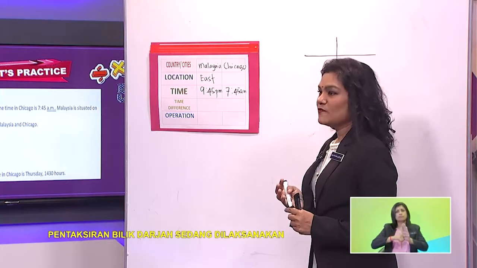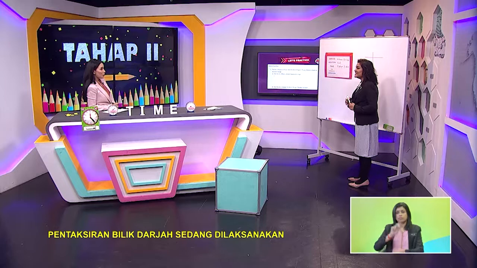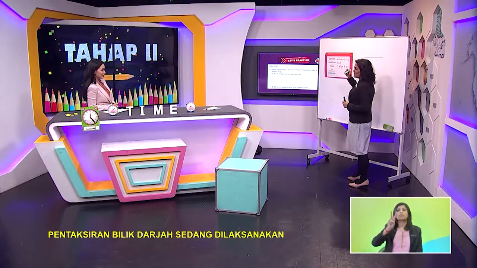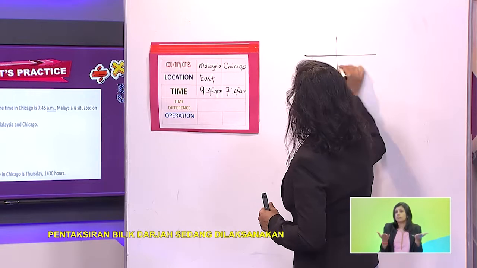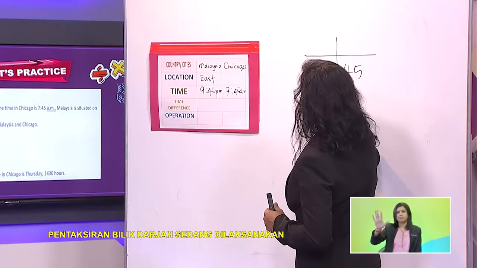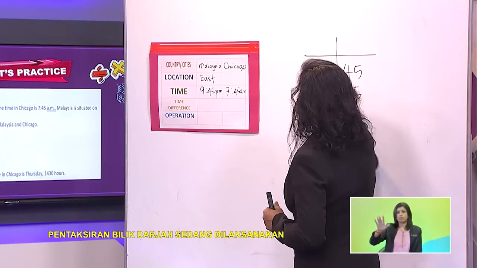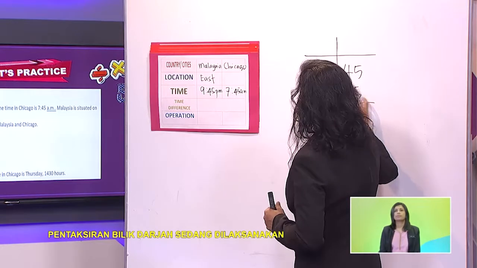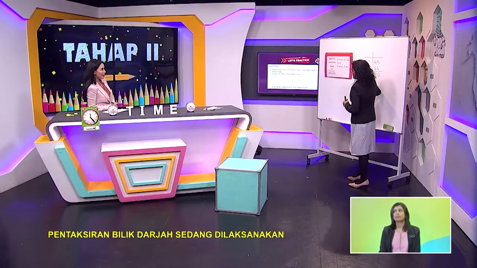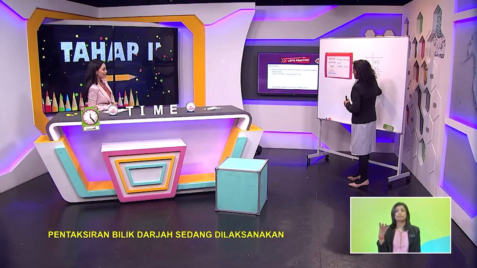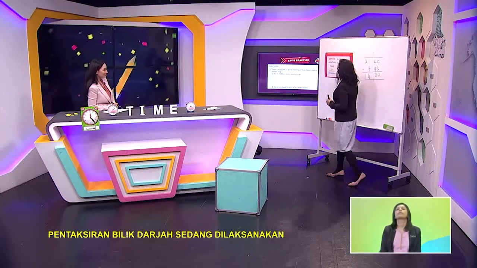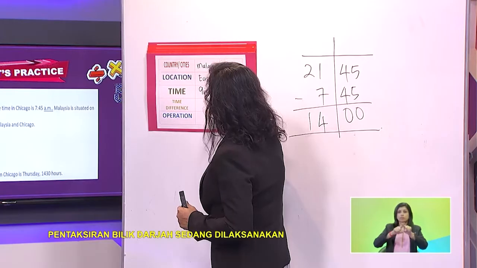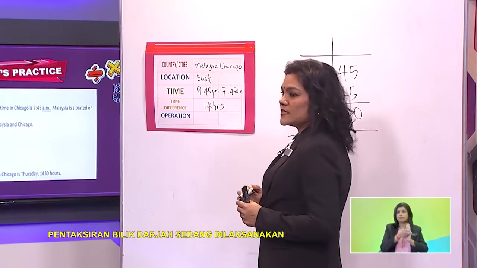So that p.m. we have to convert to? A 24-hour system. Yes, you're right. So 9:45 p.m., could you state it in 24 hours? It's 21:45. 21:45 minus 7:45. How much is that? 14 hours, right? So what's the time difference? We got 14 hours.